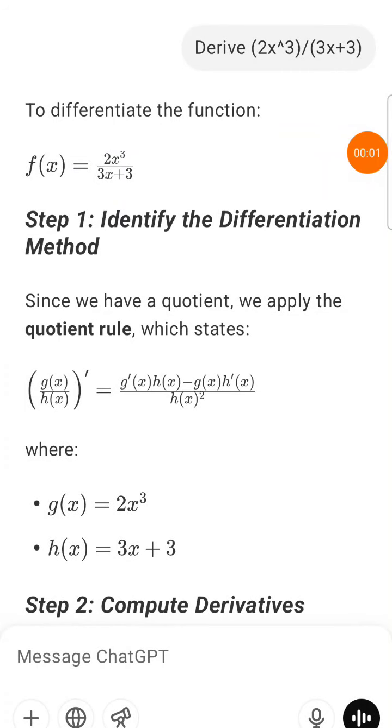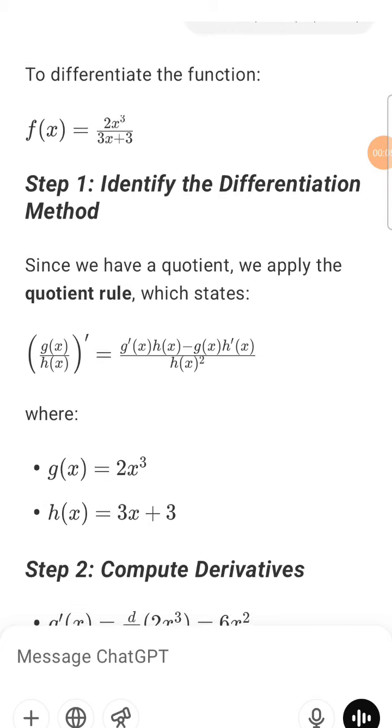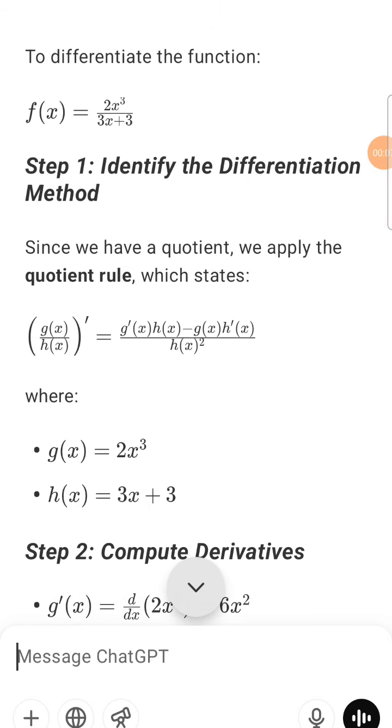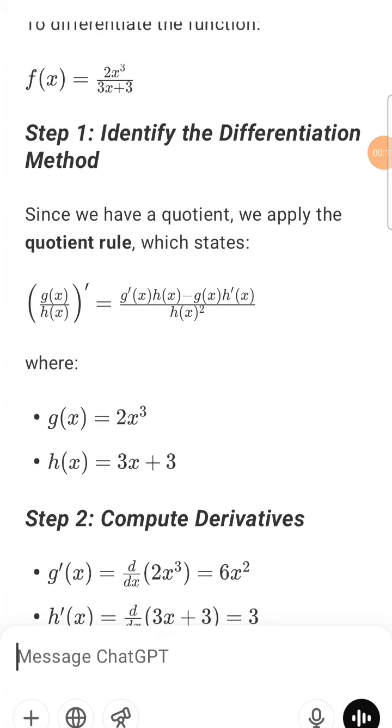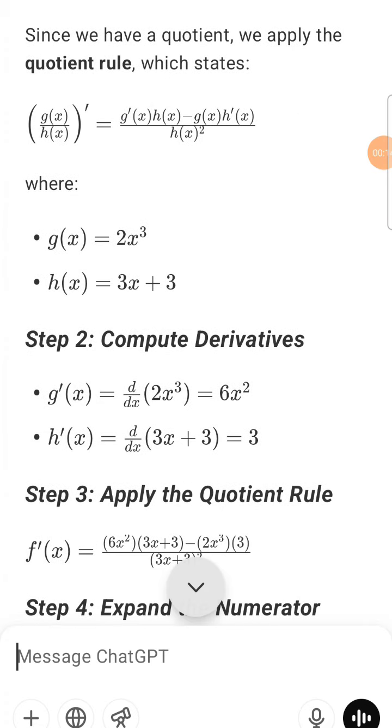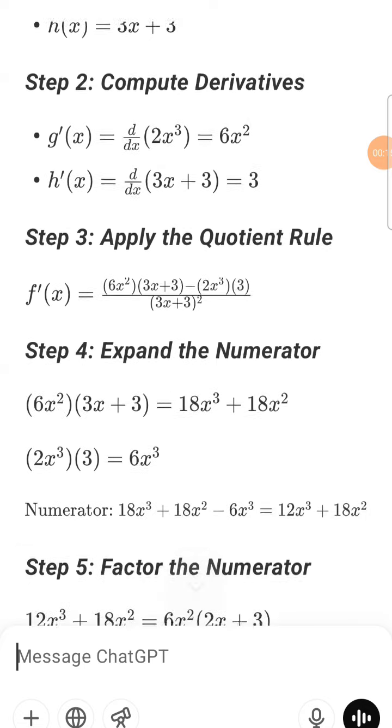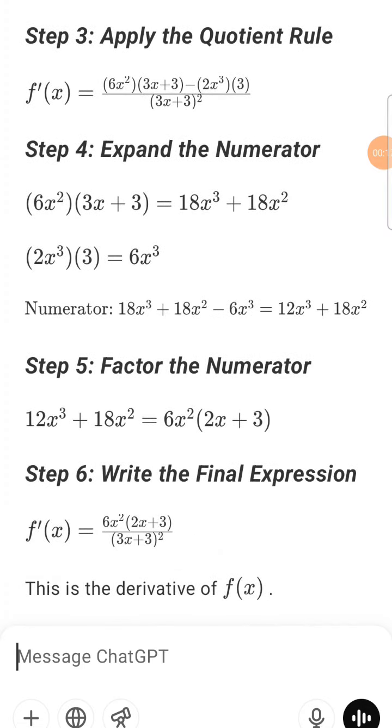Okay, now you're using AI. Derive 2x to the third power divided by 3x plus 3. It says to differentiate the function, and then it gives you details. Identify the differentiation method, quotient rule. It does a similar pattern there. It computes the derivatives, applies the quotient rule, expands the numerator, factors the numerator, and you get your answer.